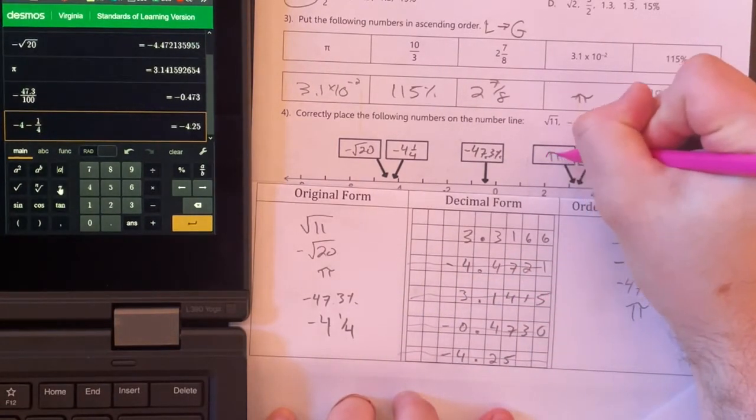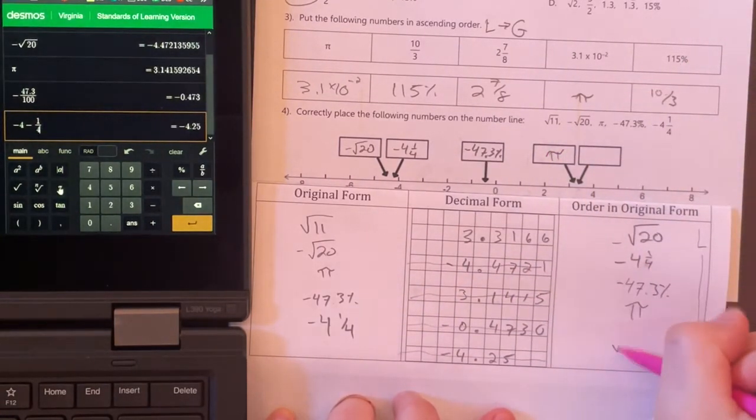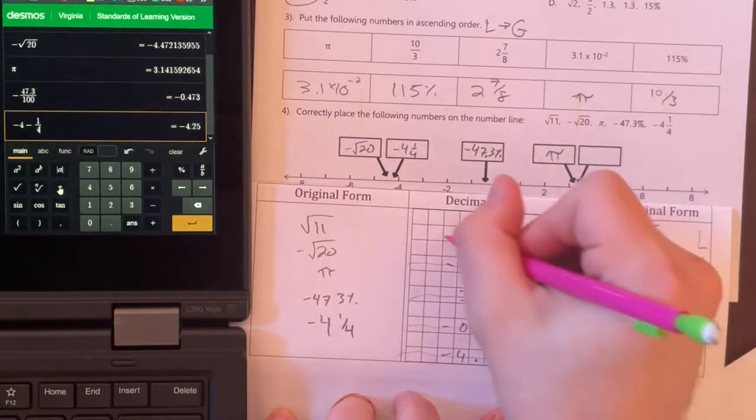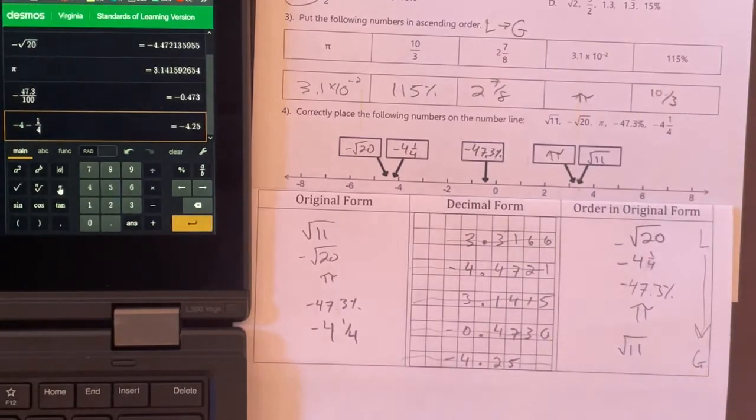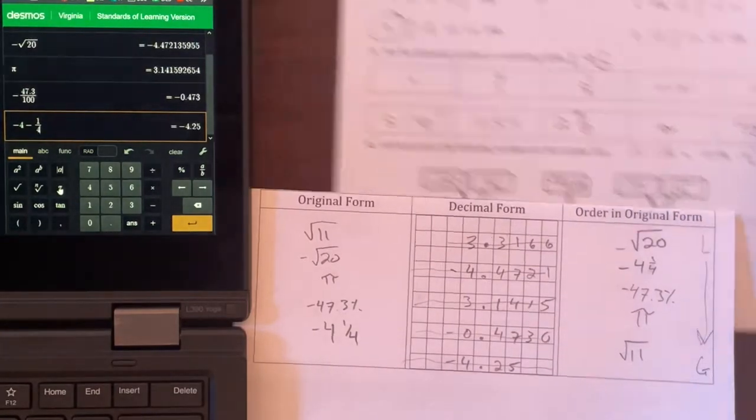And lastly, but not leastly, we have our square root of 11. All right, cruising on through with that very simply.